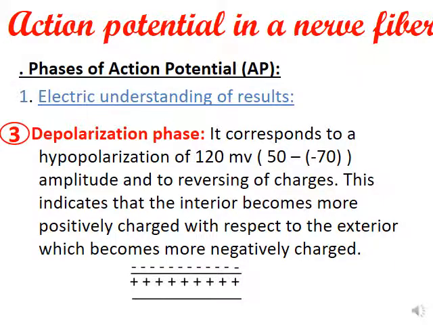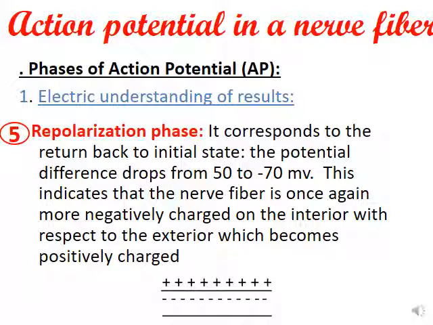Now let's move to the repolarization. Repolarization is going back to the negative. It corresponds to the return back to the initial state, where the potential difference drops from 50 to minus 70 millivolt. This is phase number 5 in the graph of the phases of the action potential. So this means that the nerve fiber is more negatively charged in the interior with respect to the exterior, which becomes more positively charged.